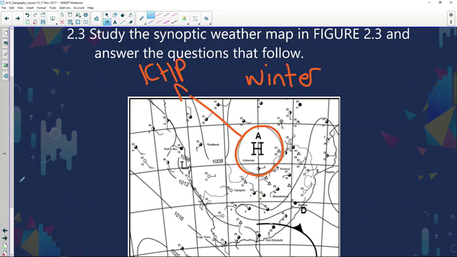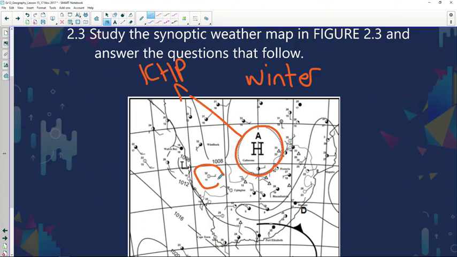What else can we identify? Have a look at the weather station models. As you can see, we experience clear blue skies. So that's another indication of the high pressure system over us, because it's subsidence, sinking air, so no cloud formation can take place. If you look at the weather station models over there, you can see that the temperatures are quite moderate, not as warm as in summer.